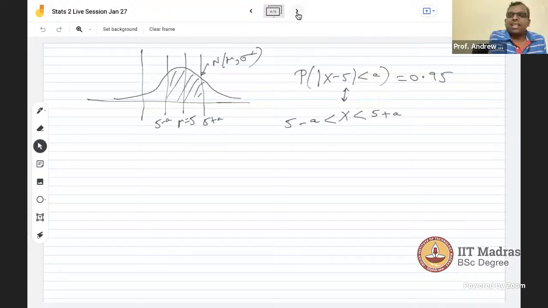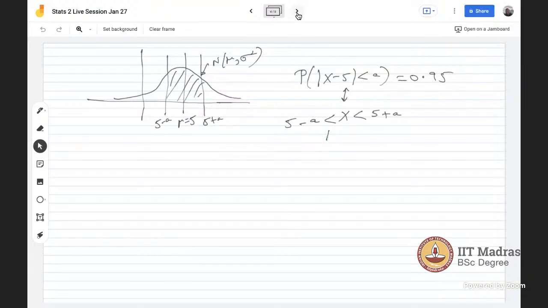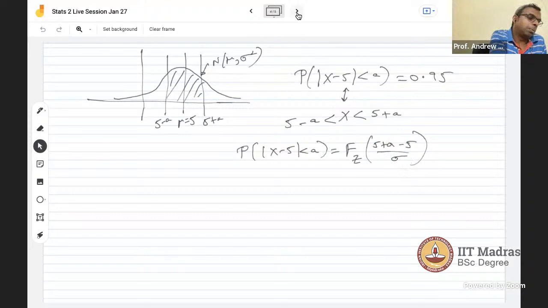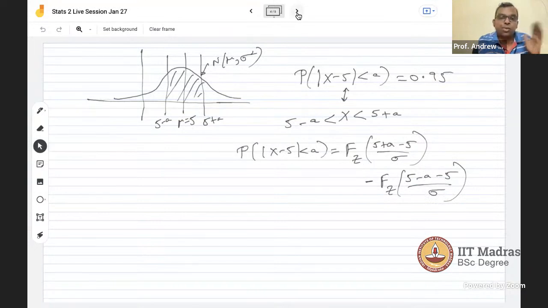Like I said, there are so many different ways in which you can do this. I'm just going the slow and steady way. So this probability, probability of mod X minus 5 less than a, is the same as what? FZ of (5 plus a minus 5) by sigma, minus FZ of (5 minus a minus 5) by sigma. Is that okay? I'm just doing it the laborious way. I'm sure many of you are already there with the answer. I'm just doing it slowly.